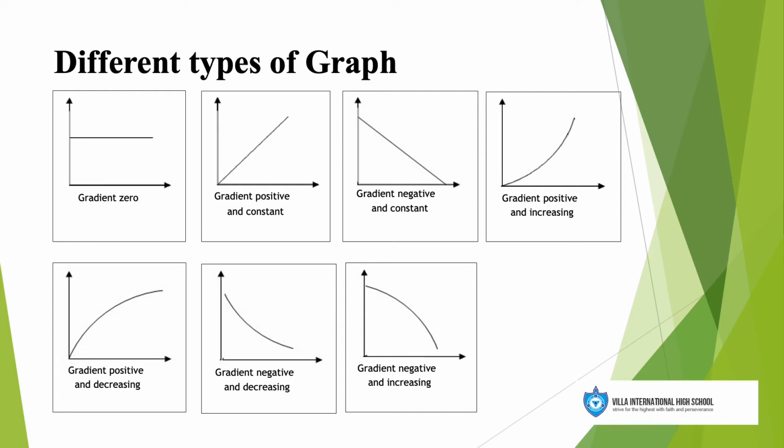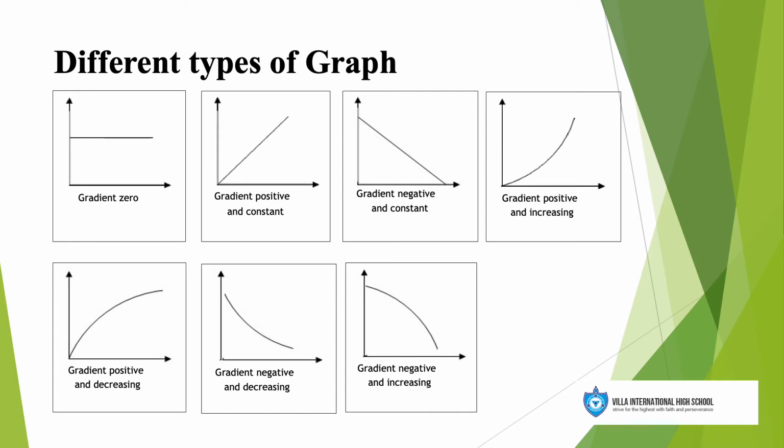Then the third graph, gradient is negative. Yes, it's a negative gradient graph, and it's constant. It's a straight line. A straight line means the gradient will be constant. Fourth one, the gradient is positive. It's moving up, so the gradient is positive.